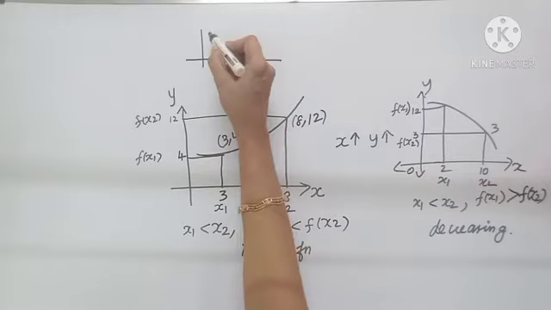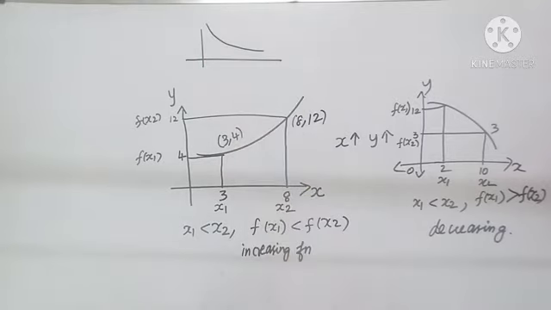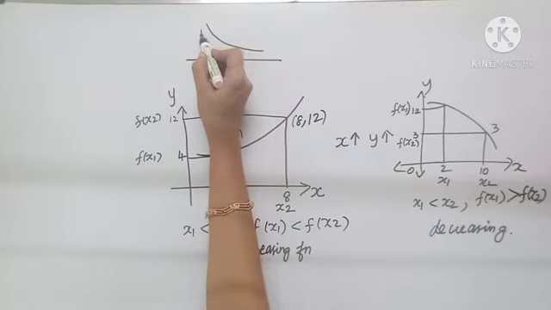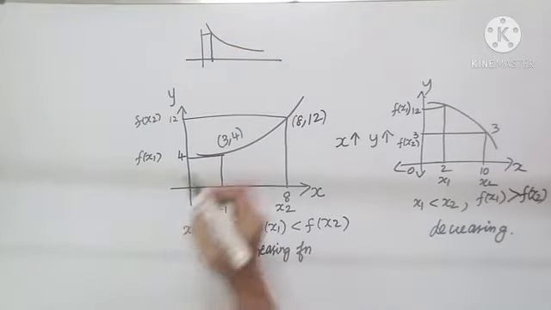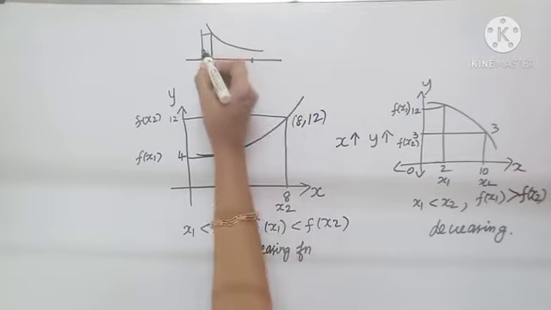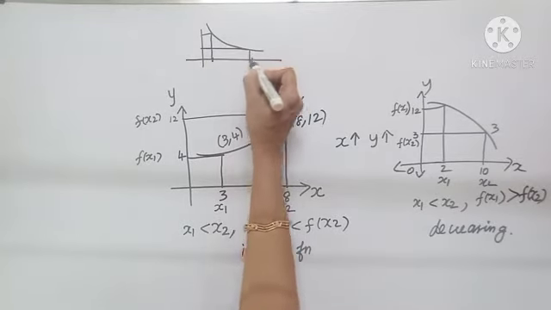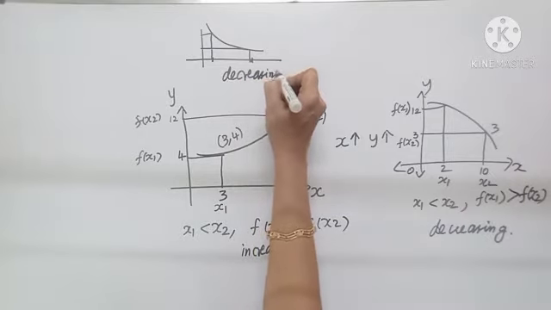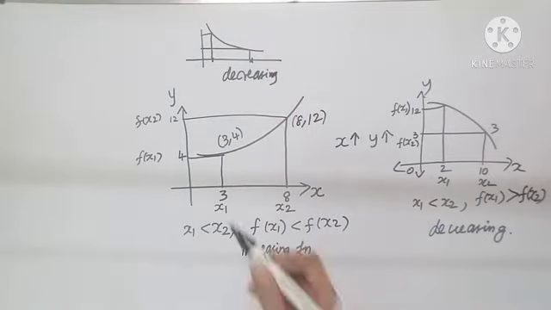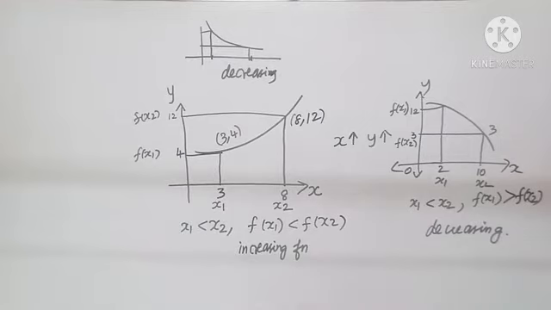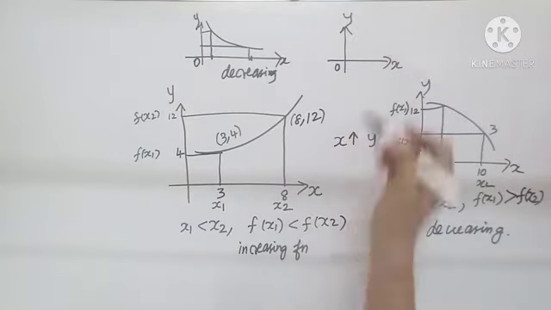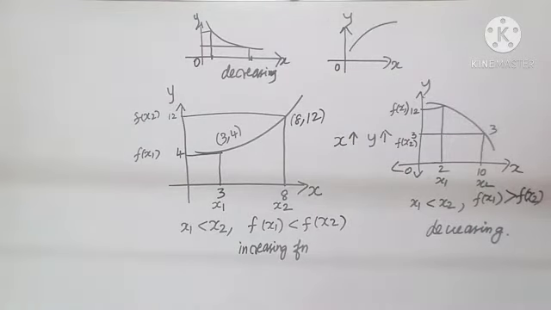Suppose I have a curve like this. What will you say? Here also x is small but y is big. When x is big, y is small. So this is also a decreasing curve. As I see the curve, I must be able to say whether it is decreasing or increasing. Any quadrant it may come in. Just for clarity, we are doing it in the first quadrant.